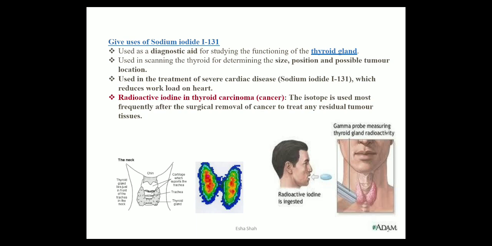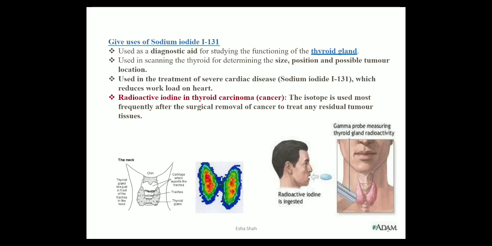Another example, it is used in scanning the thyroid for determining its size, position, and possible tumor location. In the pictorials below, I have shown how radioactive iodine is ingested, and after ingestion we are able to see the location of the thyroid in our neck. Gamma probe measuring thyroid gland radioactivity.